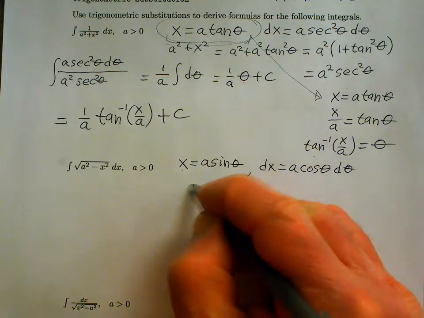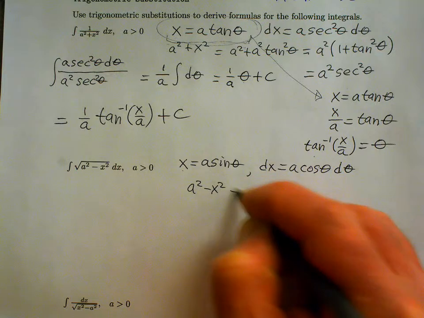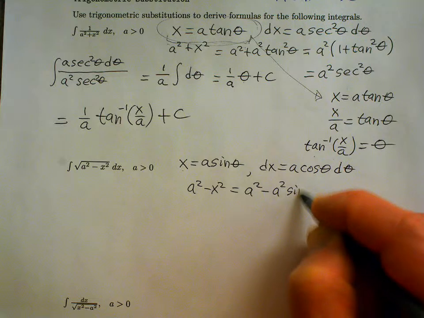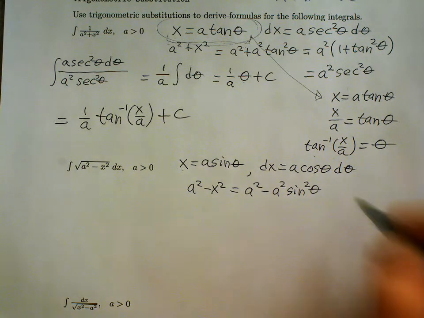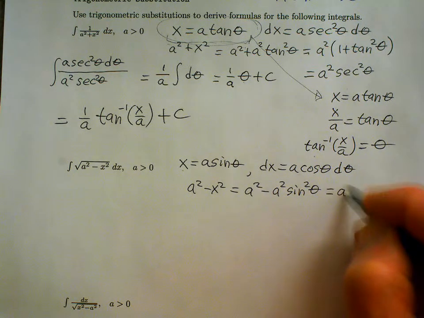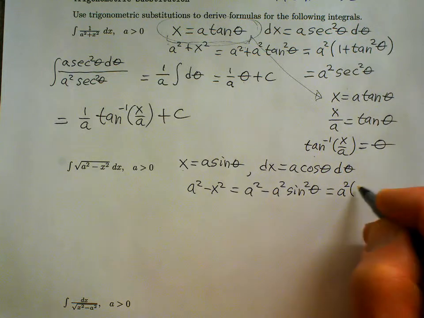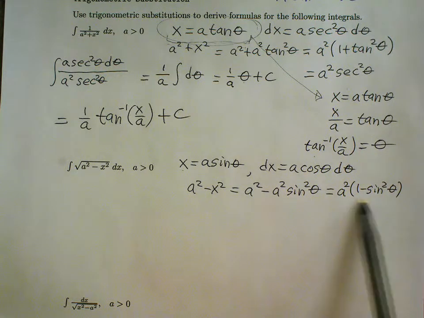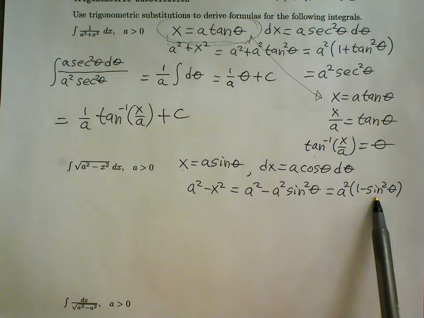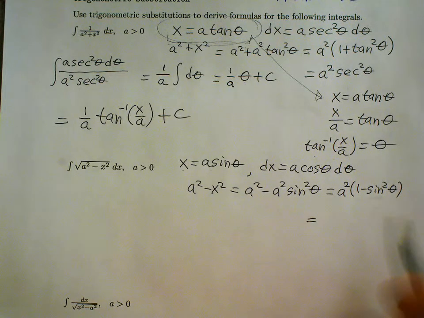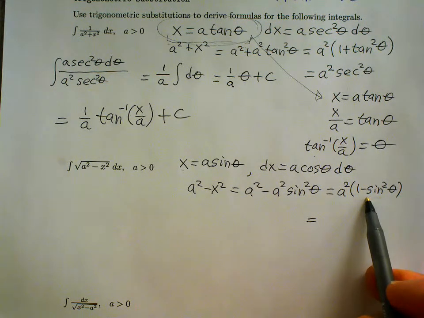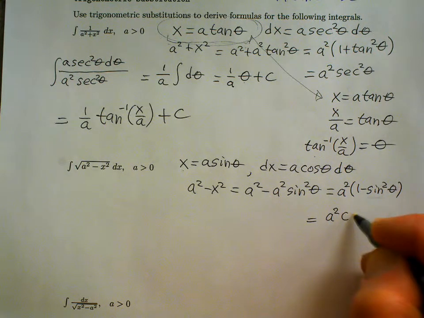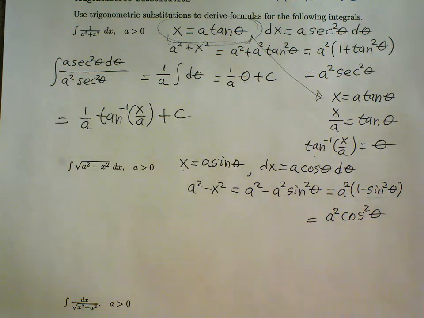Okay, then a to the second minus x to the second is a to the second minus a to the second times sine of theta to the second. If you factor a to the second out, we get a to the second times 1 minus sine of theta squared. And then using another Pythagorean identity, 1 minus sine of theta squared is just cosine of theta squared. So we get a to the second times cosine of theta squared.